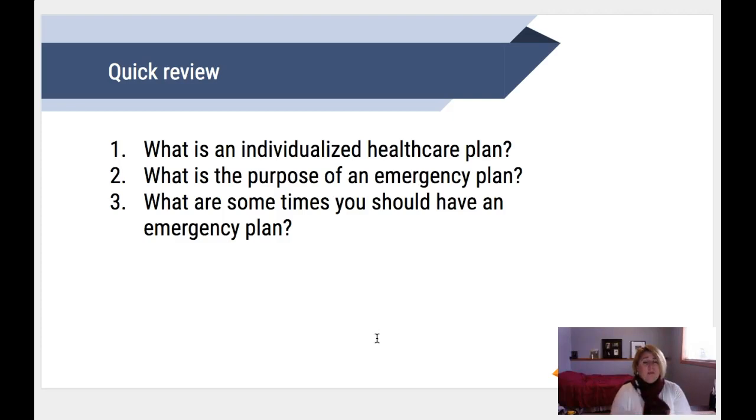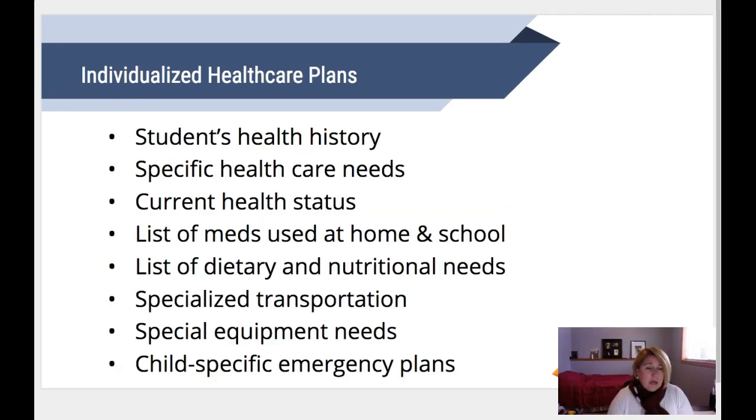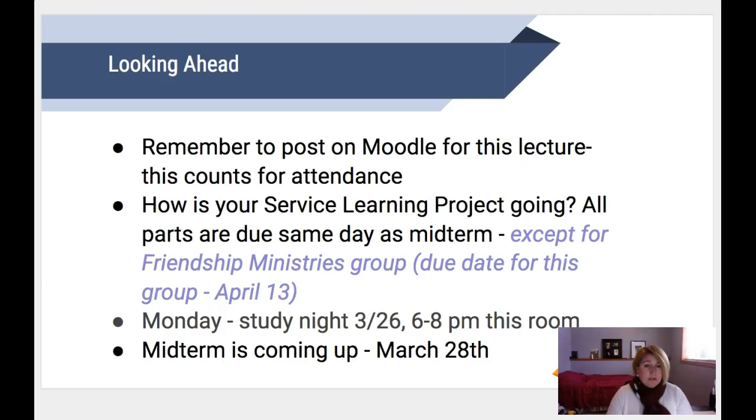But I do want you to be understanding of what is an individualized healthcare plan. And if you remember, I'm going to jump back to this slide right here. These are the things that belong in an individualized healthcare plan. Okay? All right. Just about done here.